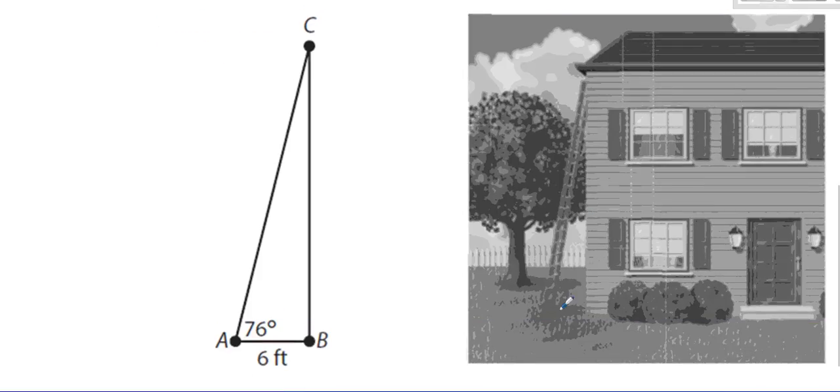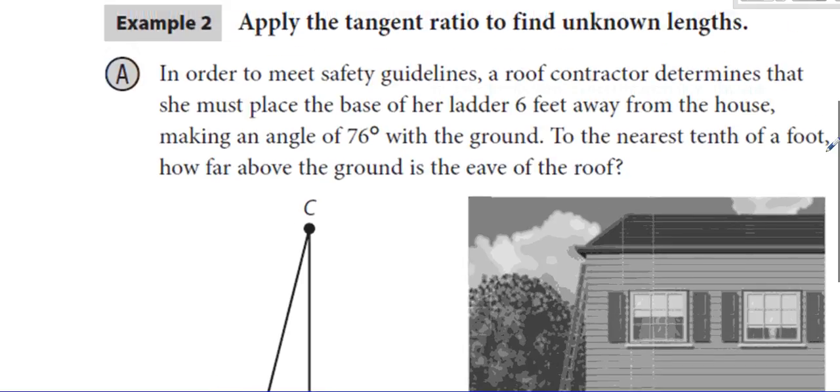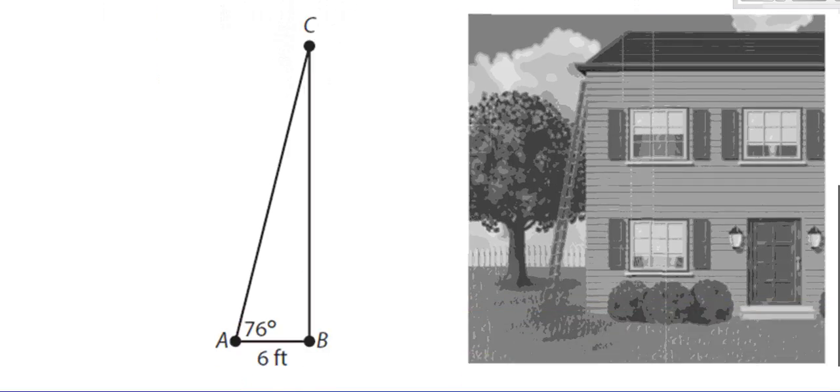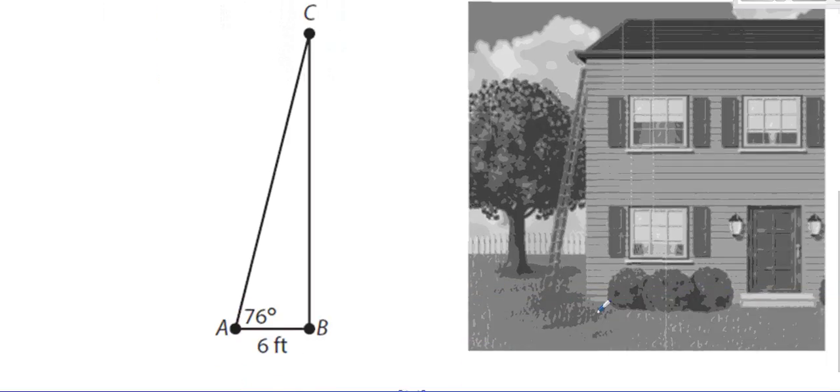So we've got a little picture here. It shows the ladder leaning against the house up to the eave of the roof, the corner of the house. And it says the ladder makes a 76-degree angle with the ground. So we have the actual real-life picture, but then we simplify things, get rid of all of the house and the trees and the ladder, and just make it a triangle. The ladder makes a 76-degree angle with the ground, so we put a 76-degree angle right there. We also said that the base of the ladder was 6 feet from the side of the house, so you fill that in with 6 feet.